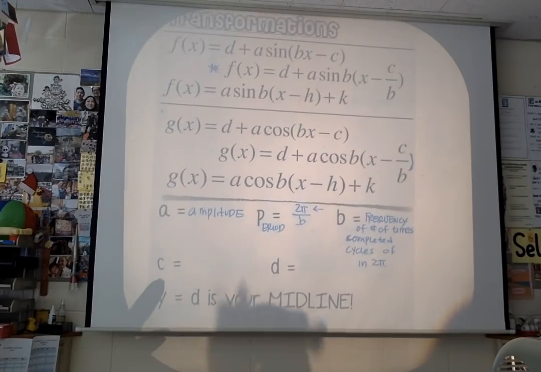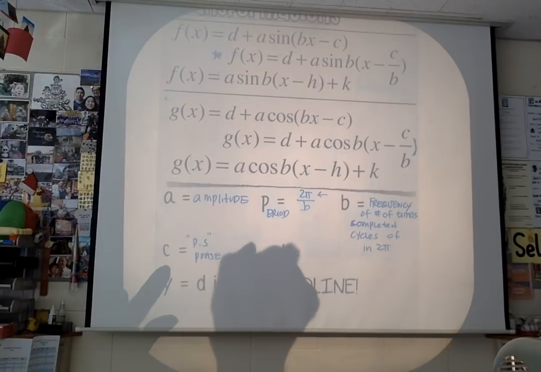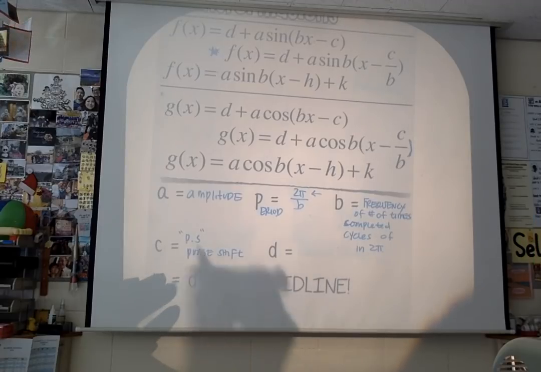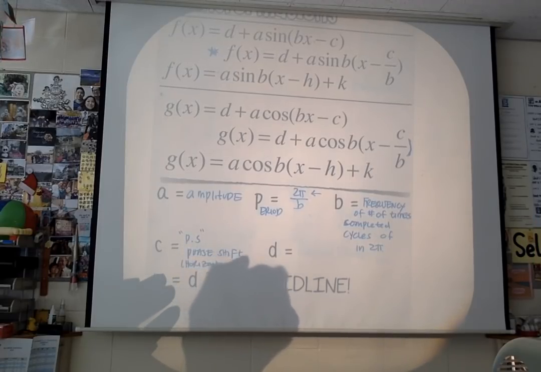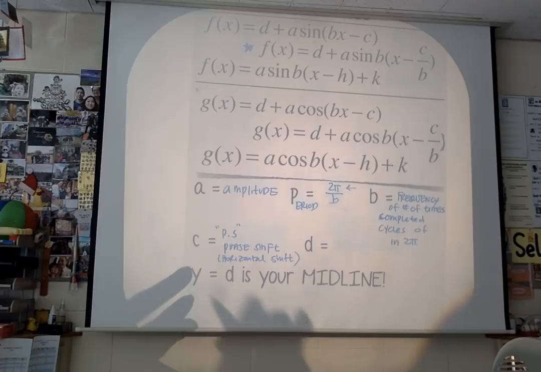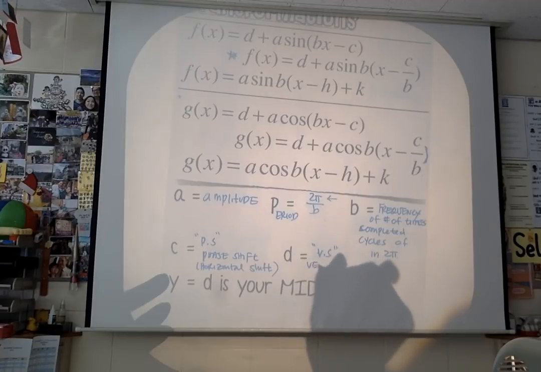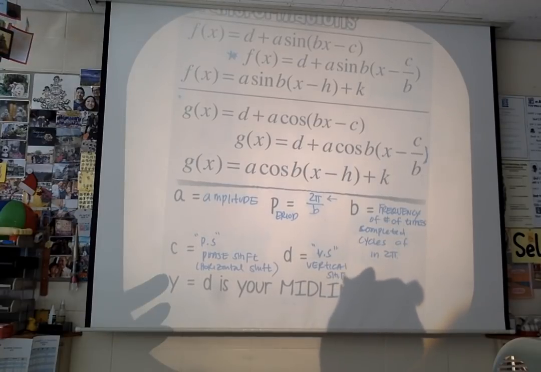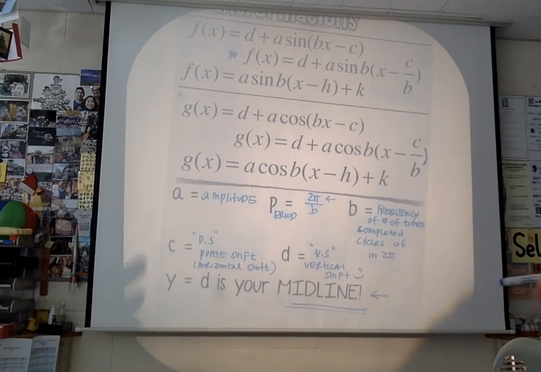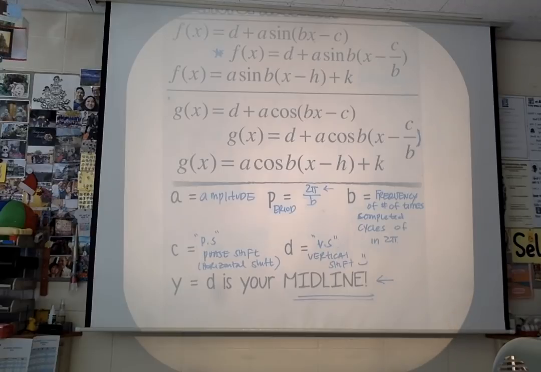That should tell you, the B will tell you the number of times that you'll see the complete cycles, okay? C is your phase shift. We're going to call it PS, phase shift. These notations we're going to have to use for the rest of the time that we graph. And C is your phase shift, or your horizontal shift, right? And D is going to be your VS, which is your vertical shift. And y equals D is your midline, which was, remember, max plus min over 2, okay? Make sure you understand those, all right?